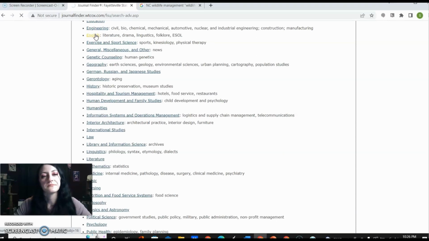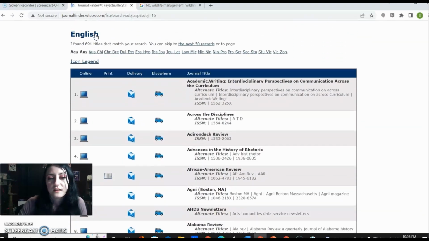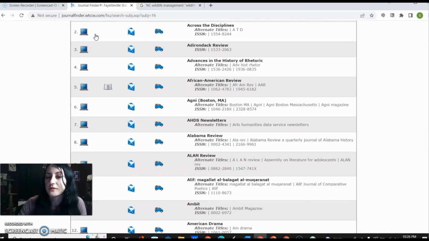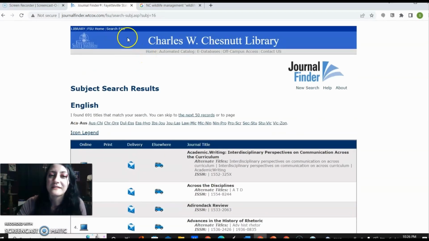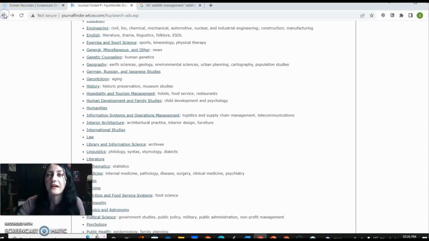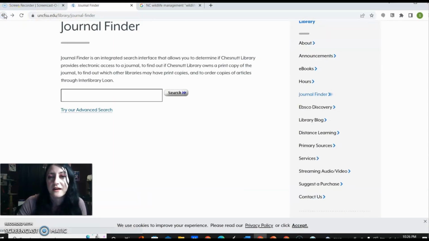So we'll click on English. This is the journal finder. And these are all the journals that you can use. But say this is much too advanced for you. Maybe you don't even know what type of journals are out there, right? Maybe I just want to find academic articles.